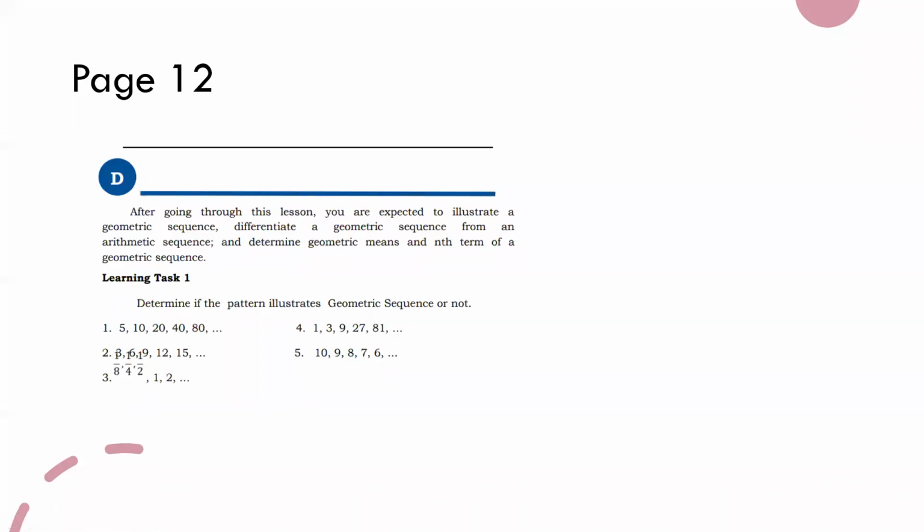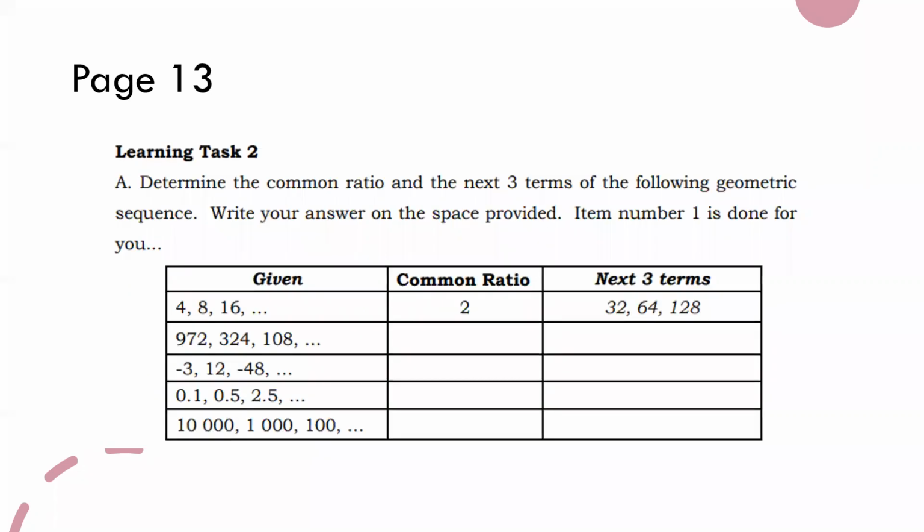So, learning task number 1. Ito ay aalamin ninyo lang kung geometric sequence or not. Again, you have to check. Kung multiply siya ng parehong number, ibig sabihin, geometric siya. Kapag hindi siya multiply ng parehong number, hindi siya. Okay? Clear po tayo doon? So, ang sagot lang dyan ay yes or no. Geometric sequence or not.